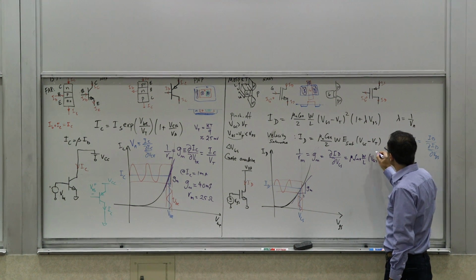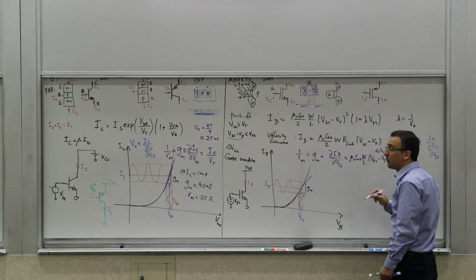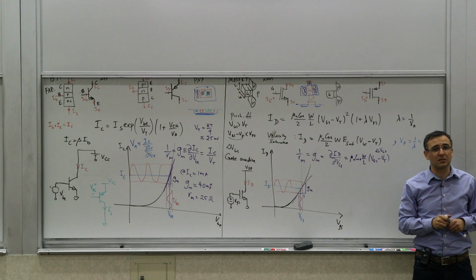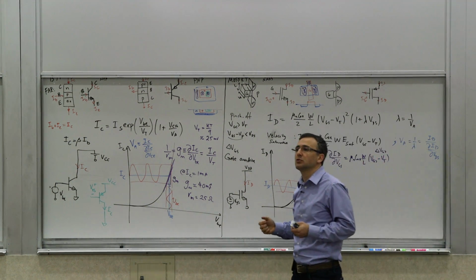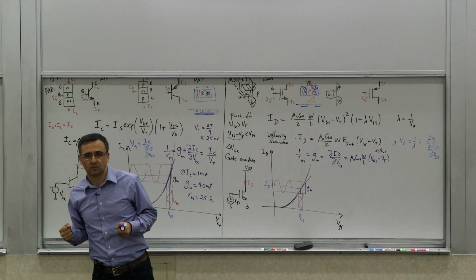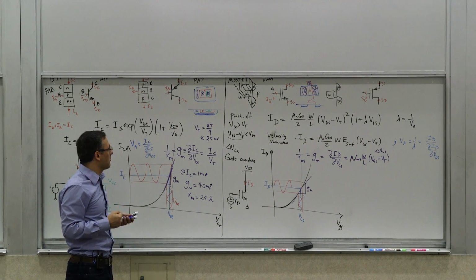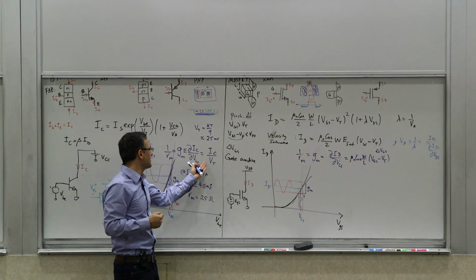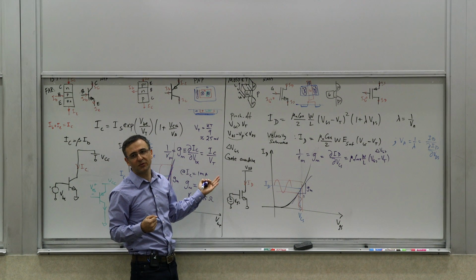Okay, so this is expressed in terms of delta VGS. You can see it's proportional. So the transconductance in the quadratic mode is proportional to the gate overdrive. But you say, wait a second, that's in terms of voltage, this is in terms of current. Well, you can write it in terms of current if you want.